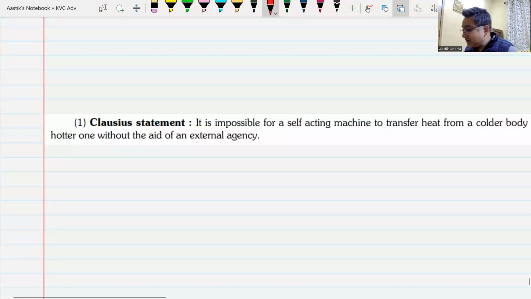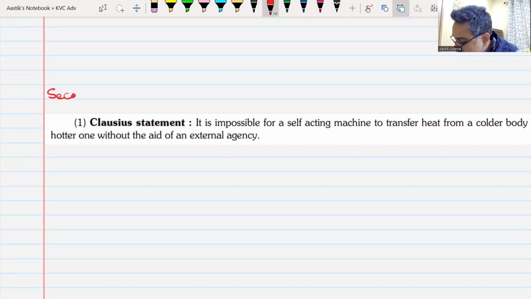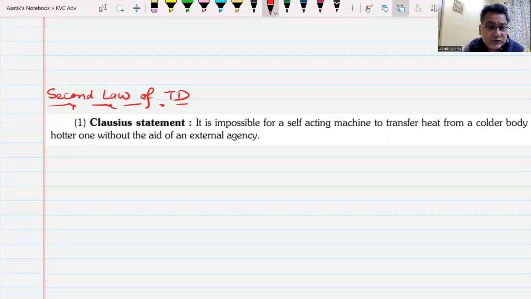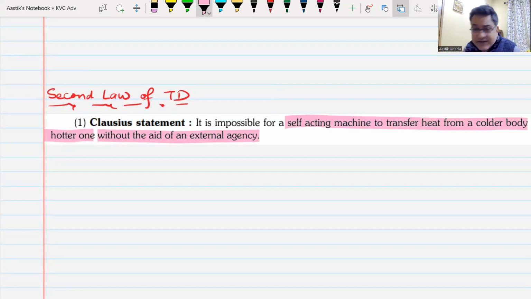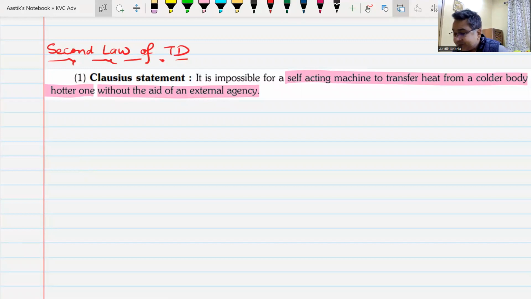Yes, sir. That takes us to the next thing, which is the second law of thermodynamics. We just have to read the statement. What is the second law of thermodynamics? We can express it in terms of two statements. One is known as the Clausius statement. The Clausius statement tells us that it is impossible for a self-acting machine to transfer heat from a colder body to a hotter one without the aid of an external agency. It basically tells us that heat can only flow from hotter body to a colder body. Yes or no? Yes, sir.